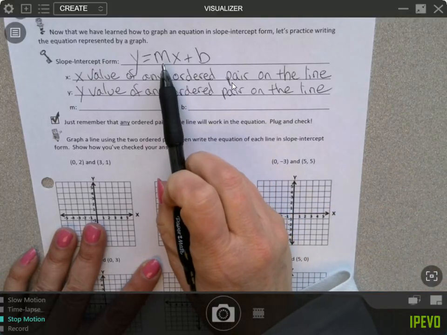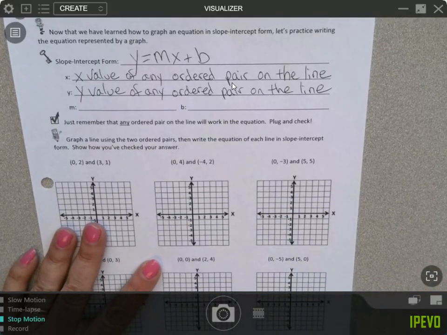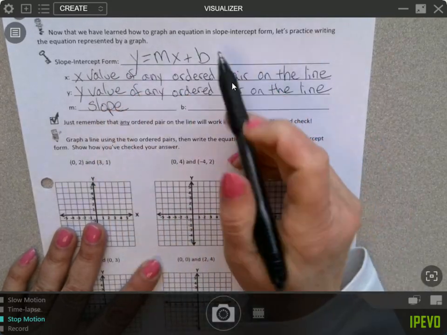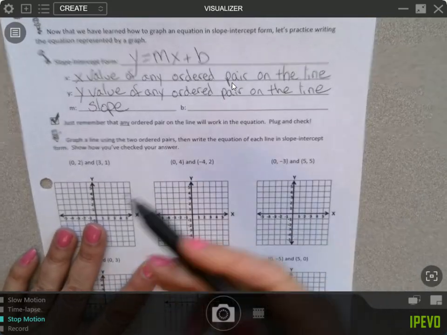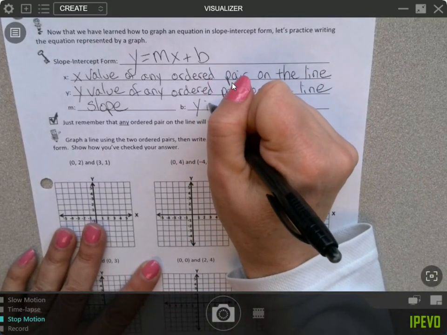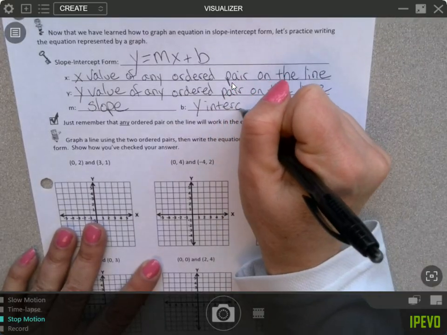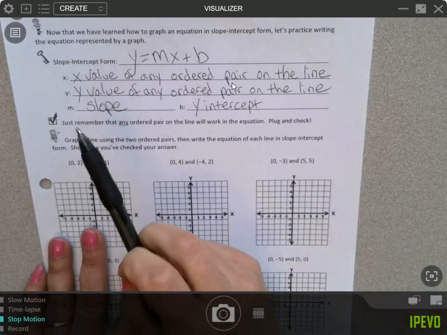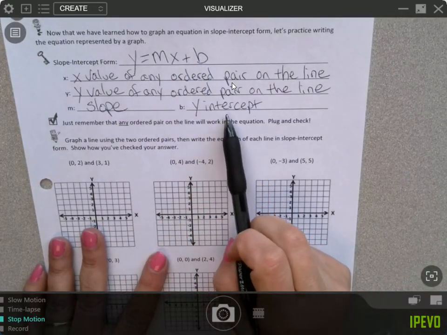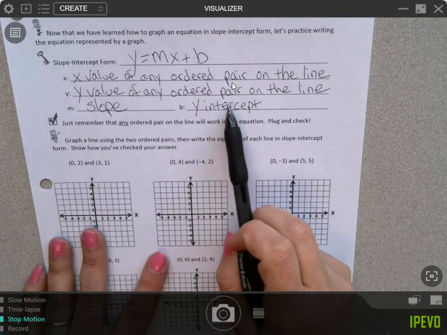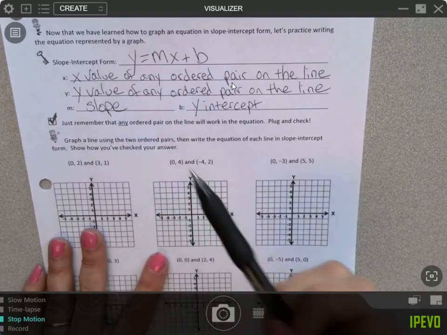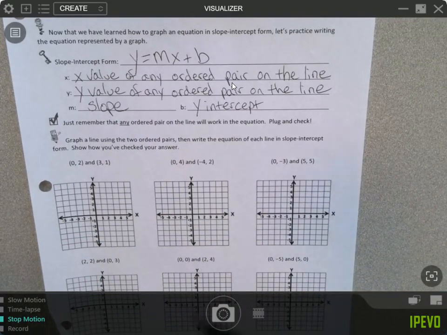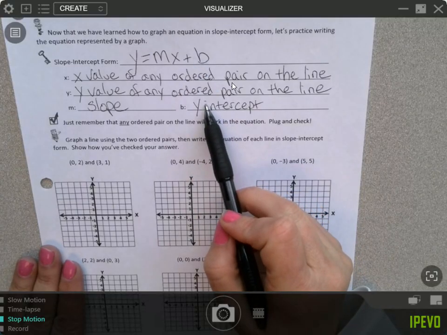What does the m stand for? Rocco? The slope. And what does the b stand for? Eleanor? The y-intercept. Remember, when we are working with it, we start with the b, the y-intercept. Then we find that slope. That's how it moves across the line, the m. So beginning is the y-intercept.